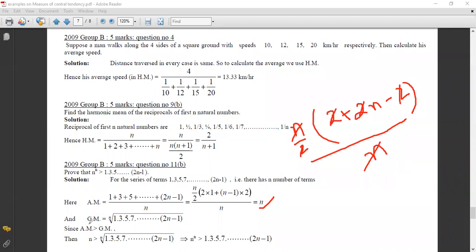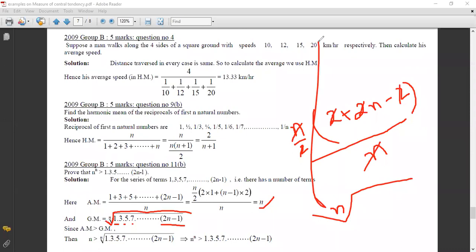Okay. Now GM. We know GM is, how many terms are there? 1 into 3 into 5 into 7 dot dot into 2n minus 1. n number of terms. I repeat, n number of terms. n সংখ্যক সংখ্যা আছে, আমরা একটু আগে দেখিয়েছি. So we have to take the nth root. This is called nth root. Like this, all terms, and we write n in this position. That is called nth root, and we write the nth root like this.